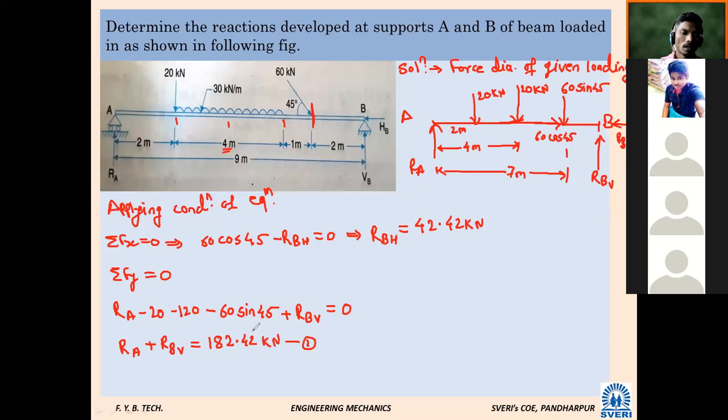Now I know RBH, but here RA and RBV are there. So if I want to find RA or RBV, what can I do now? Moment of force, third condition. Summation of moment due to all forces at which point? At point A. Suppose I apply at point A equal to 0.